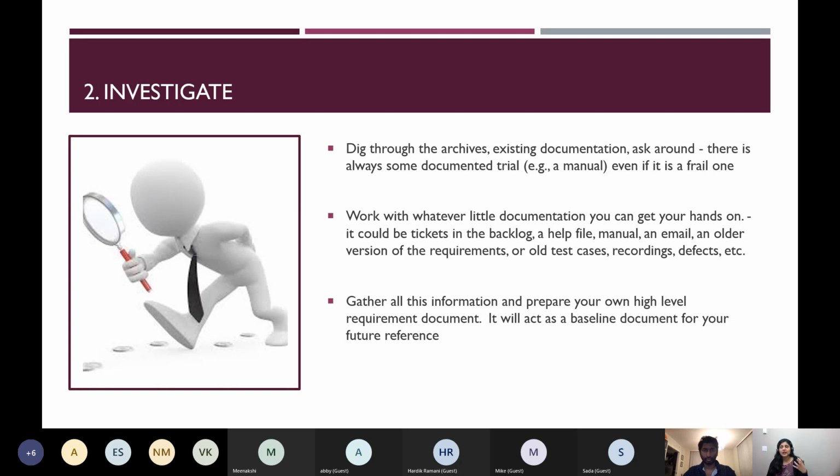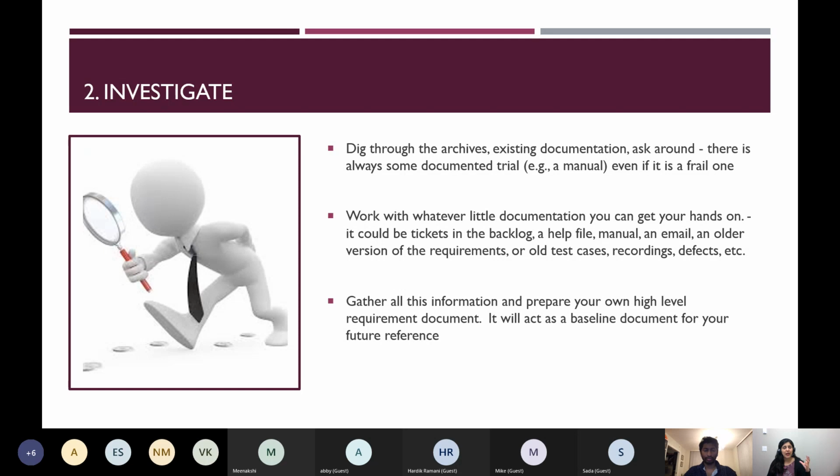Another one I've seen is getting in touch with a subject matter expert and getting a download from them. But you need to identify which person can help you in that, which is again part of the planning, the previous slide that we talked about. With regards to investigation, work with whatever little documentation you have. It could be in the project management software. It could be in your old test cases, recordings, demos, anywhere. Manuals is my favorite one because that's very underrated.